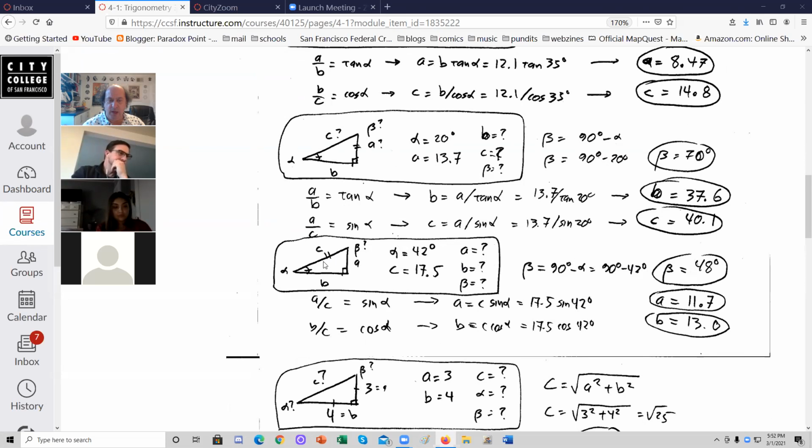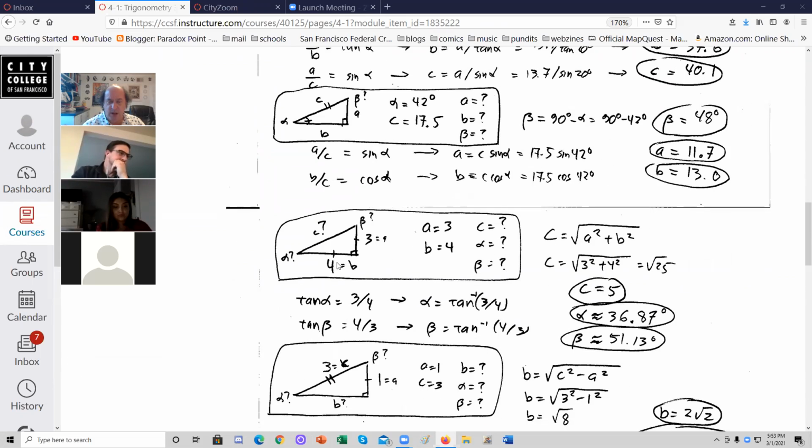A over C is sine alpha. Transposing the C, get A equals C sine alpha. That's 17.5 sine 42, or A is 11.7 about. B over C is cosine alpha. Transpose the C, get B equals C cosine alpha. That's 17.5 cosine 42. That's 13.0 approximately.